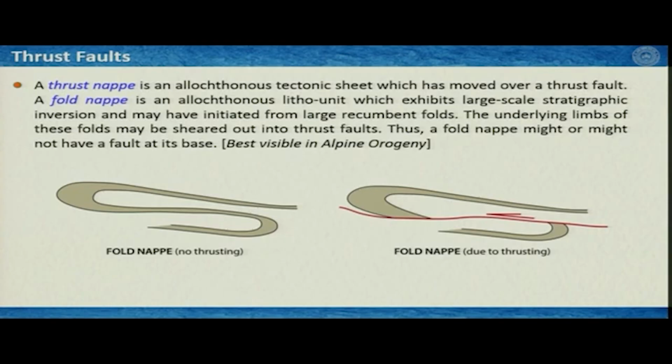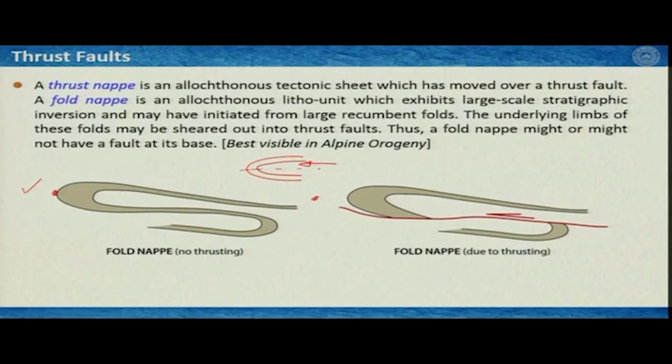So a fold nappe is an allochthonous lithounit which exhibits large scale stratigraphic inversion and may have initiated from a large recumbent fold. So for example, you see here, if you remember, recumbent folds are folds which have their axial plane horizontal. And now if this side gets a significant movement, then you end up with a structure like what we see here, and it does not involve any thrust. So this part was initially probably somewhere here and it moved a long distance, and in that case this is known as fold nappe without thrusting.